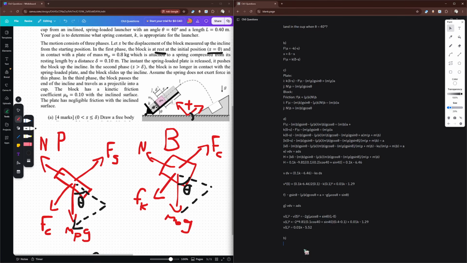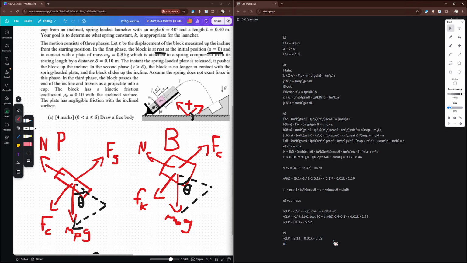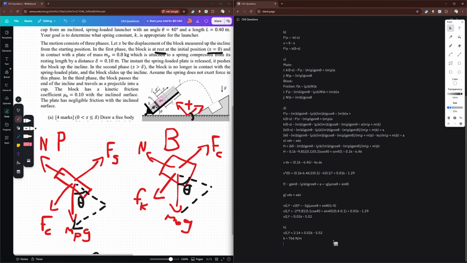So we get that V of L squared is equal to, as stated, 2.14 meters per second squared, right? What else do we have that V of L squared is equal to? We have it's equal to this. So then we just go 2.14 plus 5.52 divided by 0.01. We get that our spring constant K is equal to 766, and the units for spring constant are newtons per meter. And that's the first question.